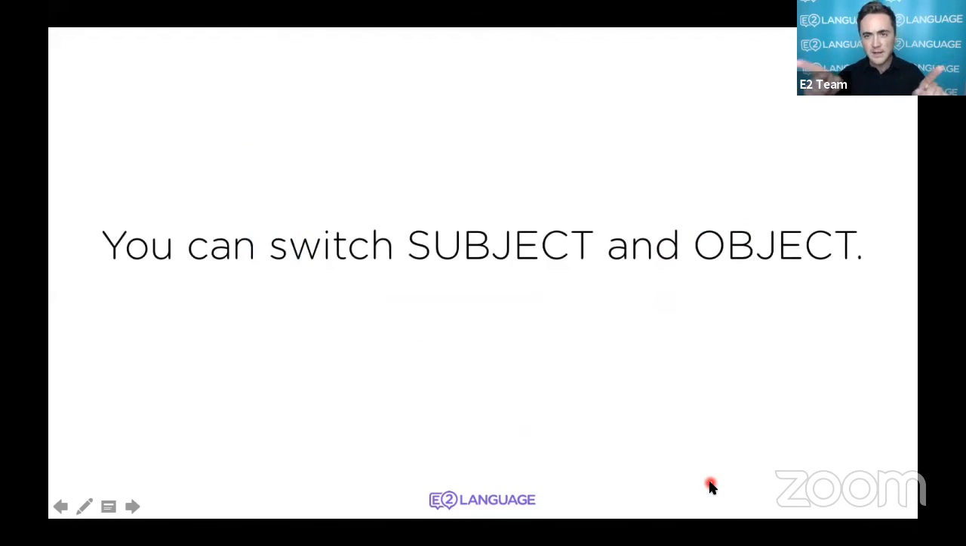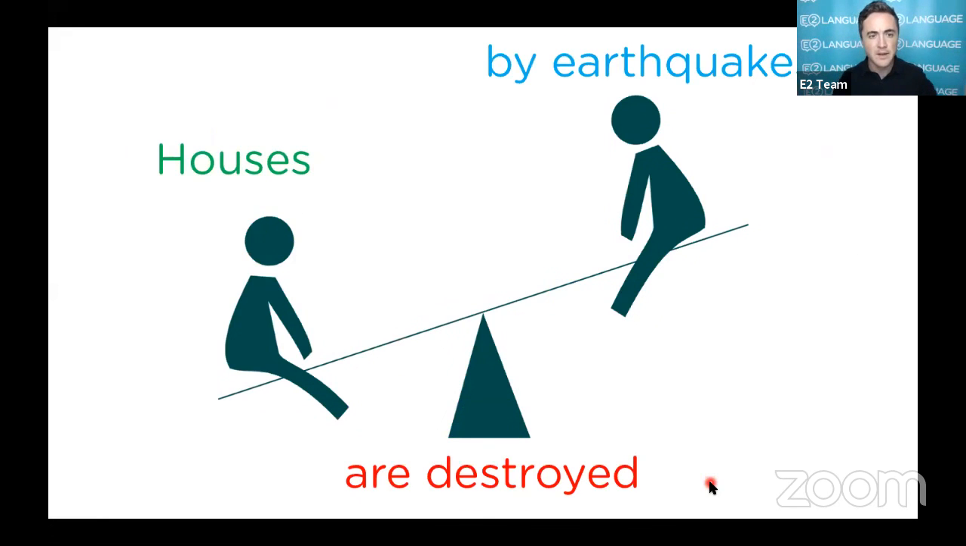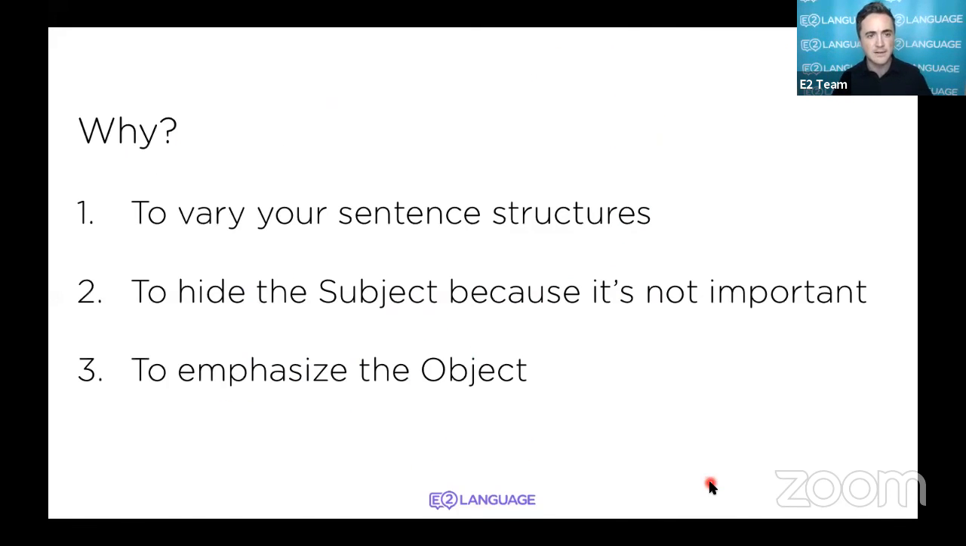So, but what you can do to make a passive sentence, you can switch the subject and the object. So let's look at this one. So earthquakes destroy houses. Earthquakes is the subject, houses is the object. We can switch the places. So houses are destroyed by earthquakes. The meaning has not changed. Earthquakes destroy houses. Houses are destroyed by earthquakes. It's the exact same meaning. All we've done is switch subject and object and change the verb a little bit, right?